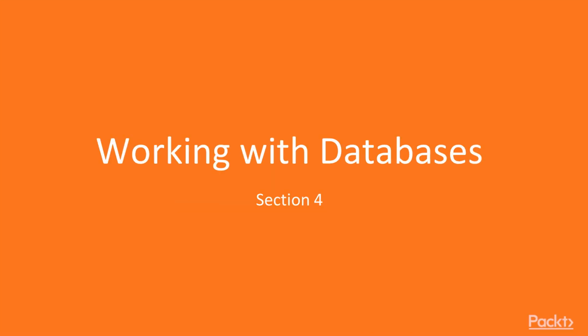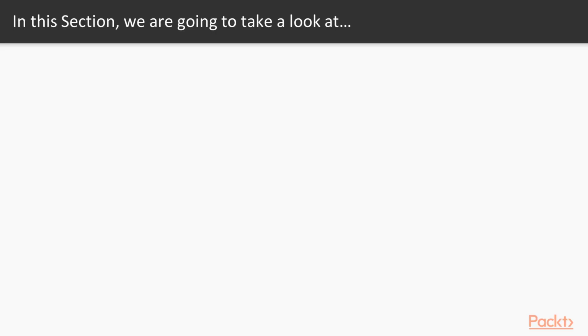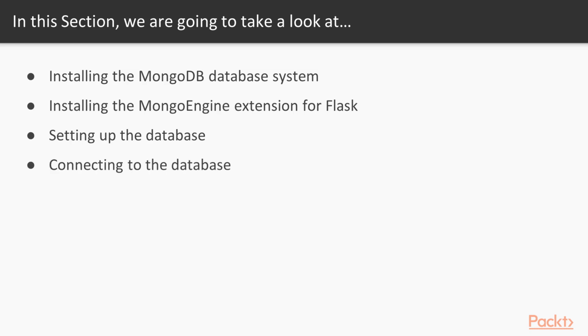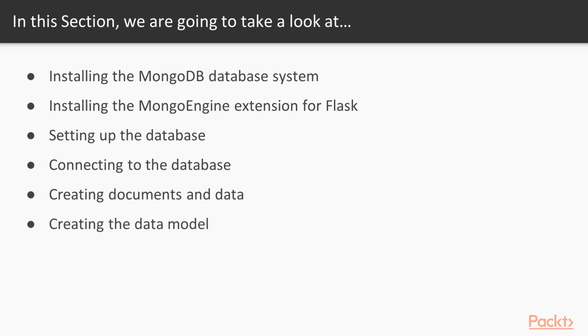Working with databases, section 4. In this section, we're going to install the Mongo database system, also installing the Mongo engine extension for Flask. Then we're going to be setting up a database for our application, and then we'll be connecting to that database and start creating documents and data, and also creating the data model for our application.